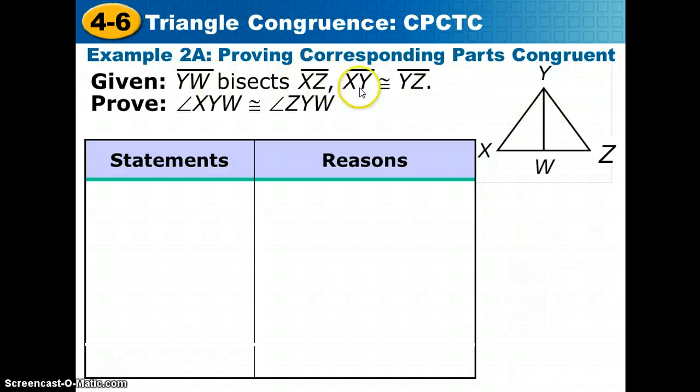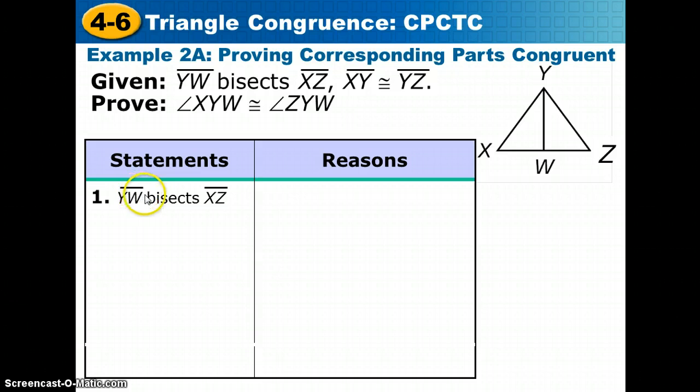We're given that YW bisects XZ. So this vertical segment is a bisector of the horizontal segment. So that will tell me that I have congruent segments here and here. And you're given that XY and ZY are congruent. So I have congruent segments here. Well, they share the side YW, so those are congruent. So we will be able to prove the triangles are congruent by side, side, side. And since the triangles are congruent, their corresponding parts, angle XYW and angle ZYW, would have to be congruent by CPCTC.